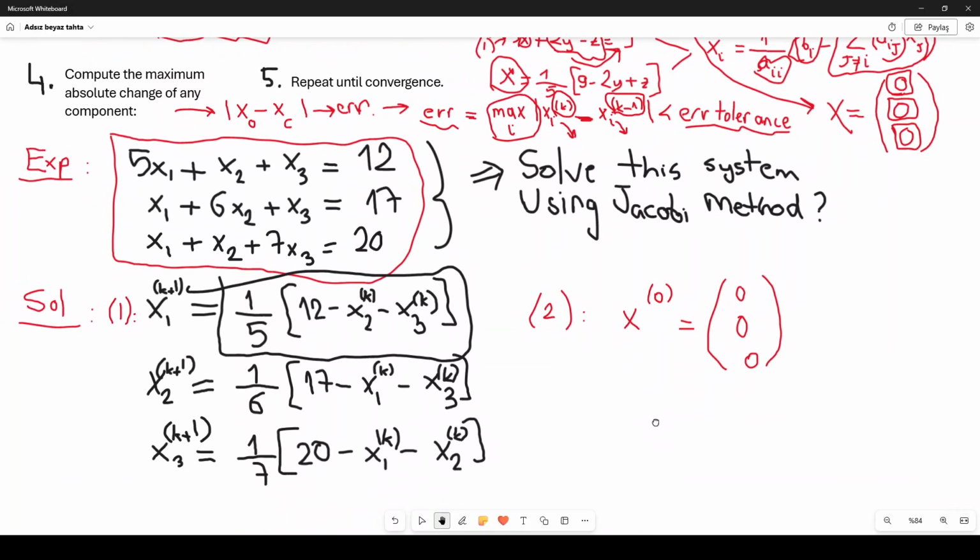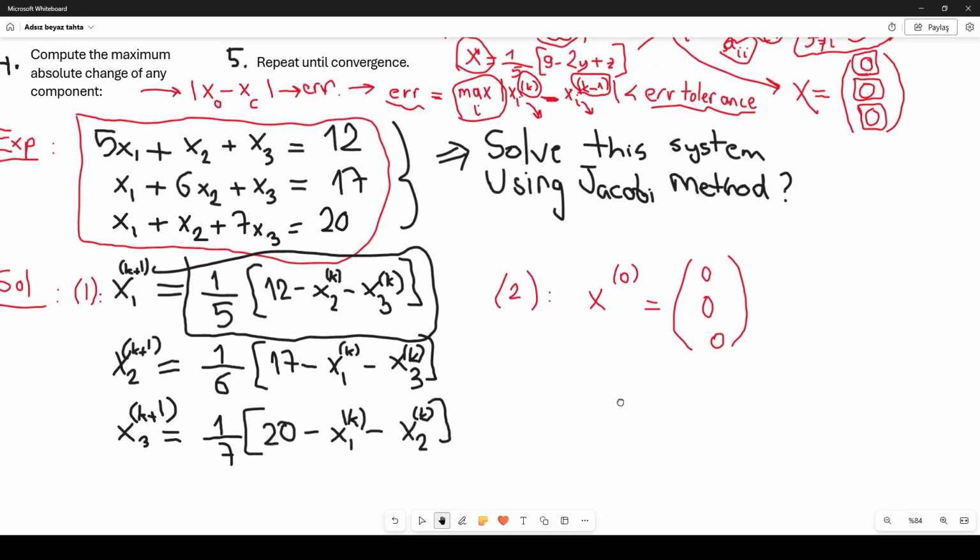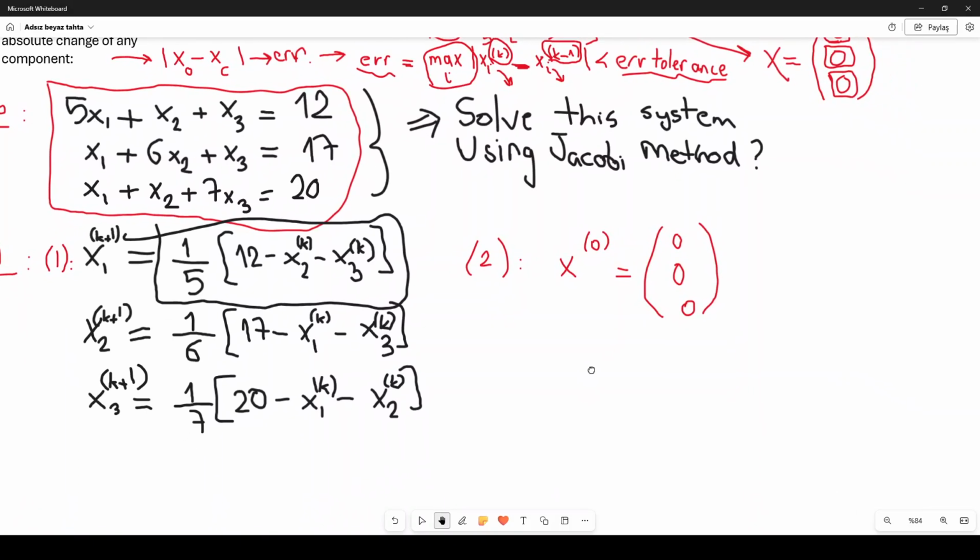And since we are not given an initial guess, then what are we going to do? We take our initial guess including all zeros. So we have 3 unknown variables here: x1, x2 and x3. So our initial guess is x1 equal to 0 and x2 equal to 0 and x3 equal to 0. This is our initial guess. Actually, this is the point where we start. And this is also a candidate solution, right?